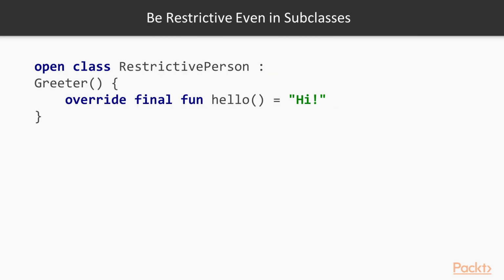Let's say that we extend greeter with a class that also defines the hello function, but it shouldn't allow any subclasses to further change the hello function. So you can also add the final keyword when you override to make sure that any subclasses of this class will not be able to further extend the hello function.